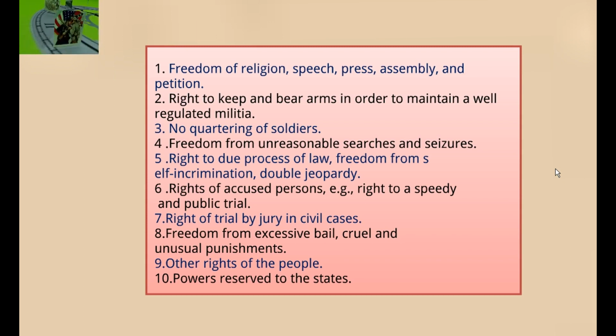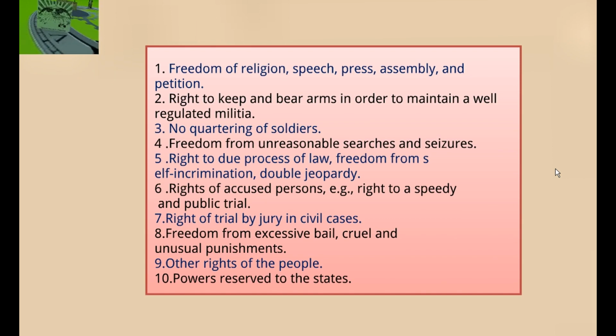the Magna Carta. Sixth, rights of accused persons, like the right to a speedy and public trial. Many of these rights are judicial in their nature, judicial and legal rights related to legal procedures. Right of trial by jury in civil cases, freedom from excessive bail, cruel and unusual punishments. Other rights of the people that are not explicitly mentioned here, but that might appear later on.